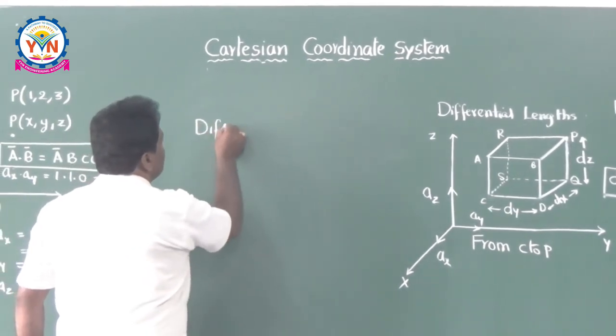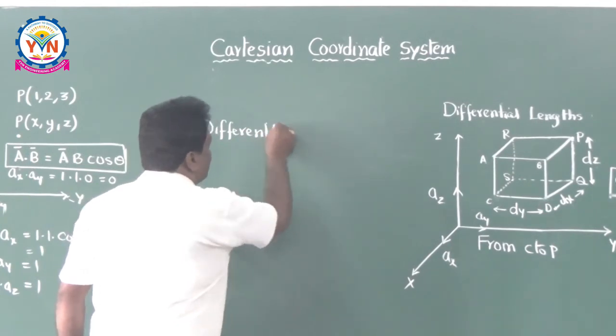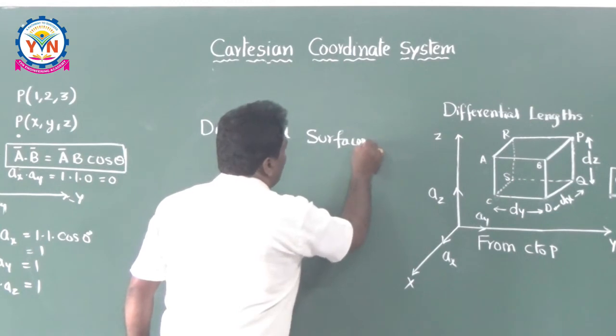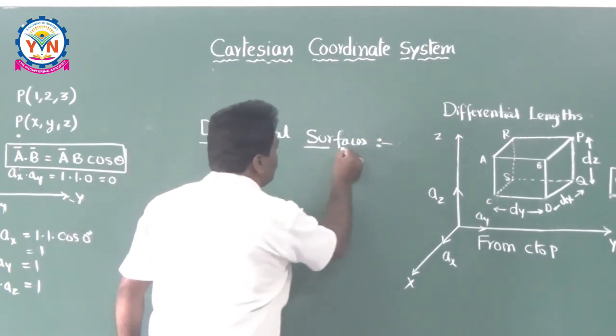Differential surface or otherwise normal. Differential surfaces. How many surfaces totally? There are 6 surfaces. Just now I told you.